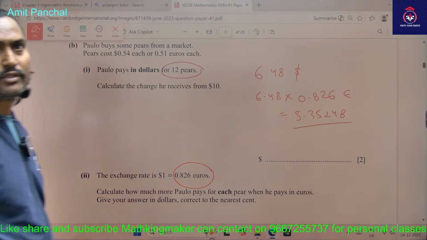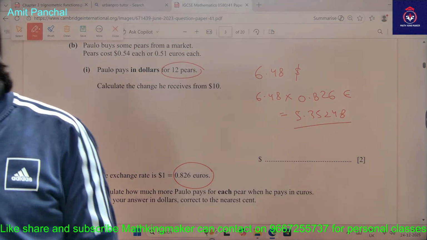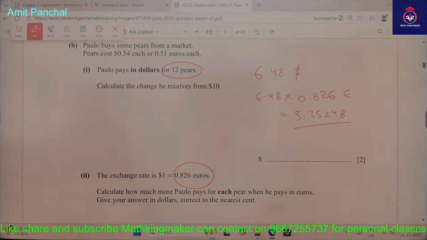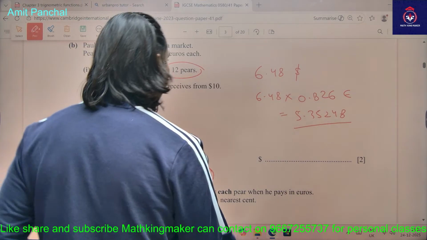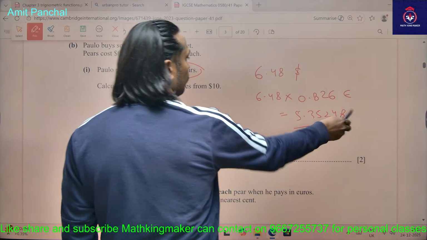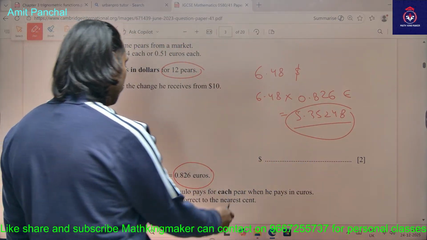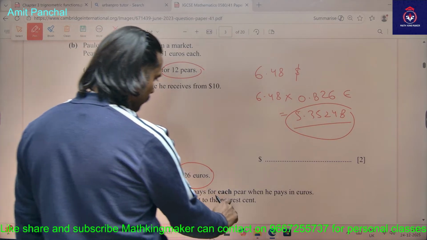Okay. So I get it now. So now you need to find how much you are paying extra for one pear. So that amount will be divided by 12. Because this amount is paid for 12 pears, for one pear you calculate how much more Paulo pays for each pear.